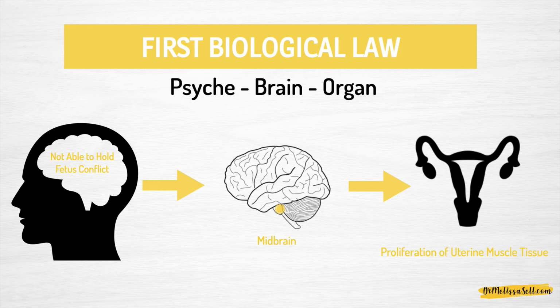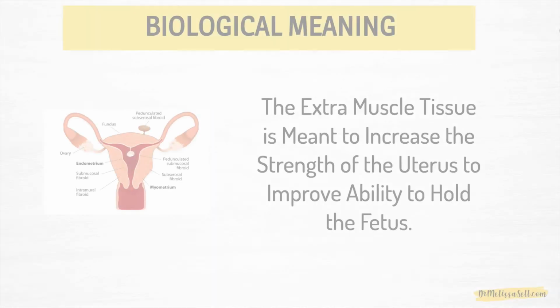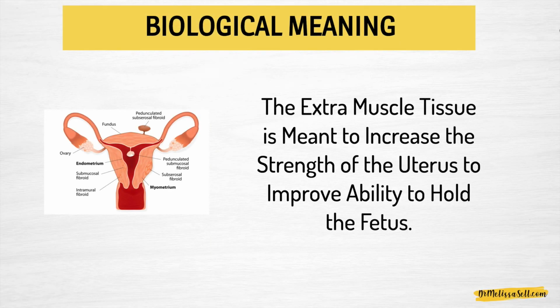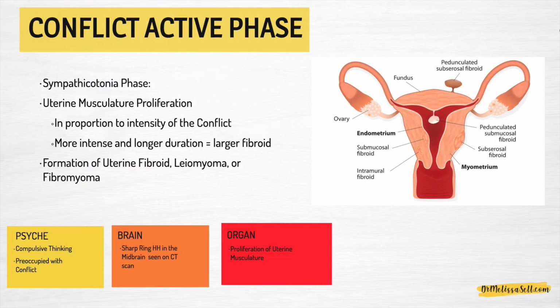This region, the muscles of the uterus, is controlled from the midbrain. And so during the conflict, there is proliferation of uterine muscle tissue. And again, the extra muscle is meant to increase the strength and improve the ability to hold on to the fetus, to prevent this type of conflict from happening again. So during the conflict active phase, when you're actively upset, there's uterine musculature proliferation in proportion to the intensity of the conflict.